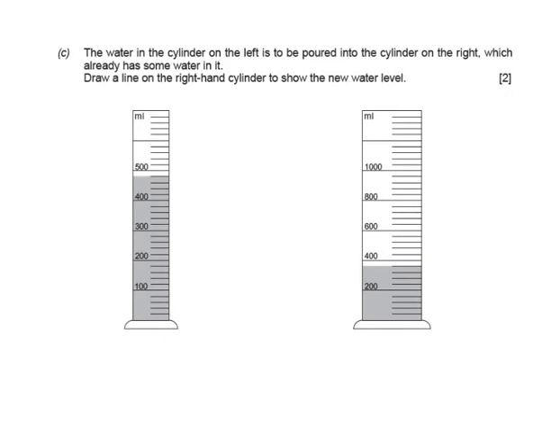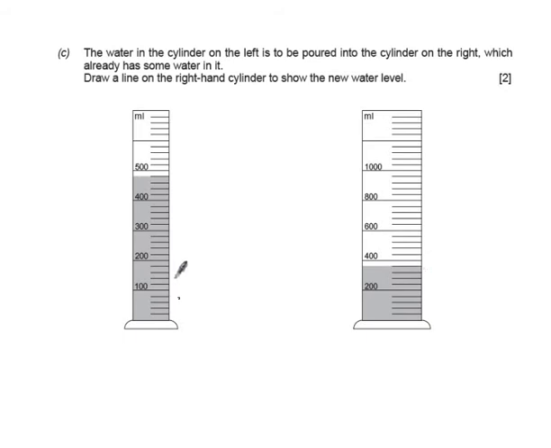Part C. The water in the cylinder on the left is to be poured into the cylinder on the right, which already has some water in it. So this time the cylinder is not empty. We already have some water in it first of all. Draw a line on the right hand cylinder to show the new water level.